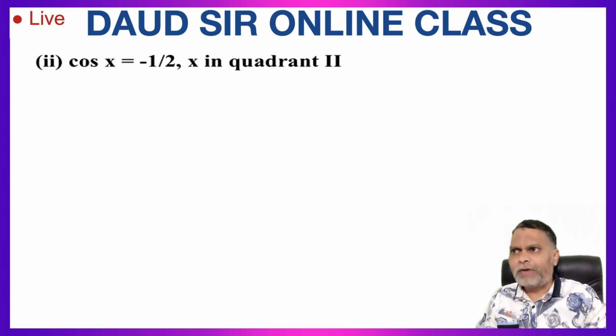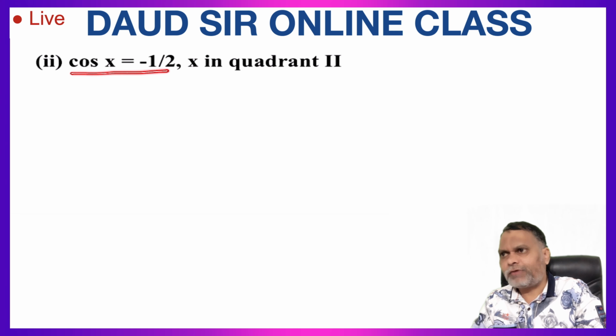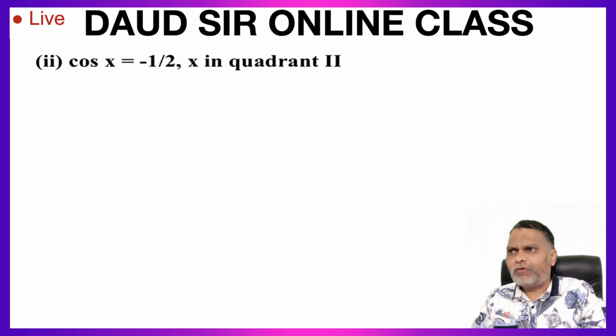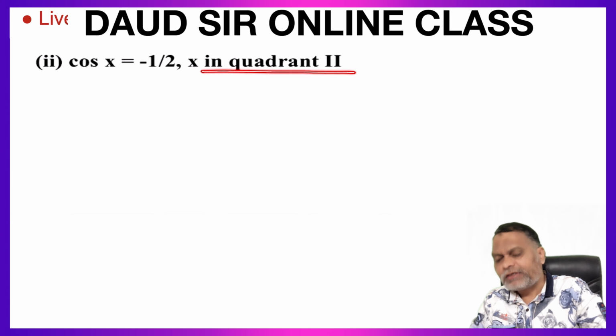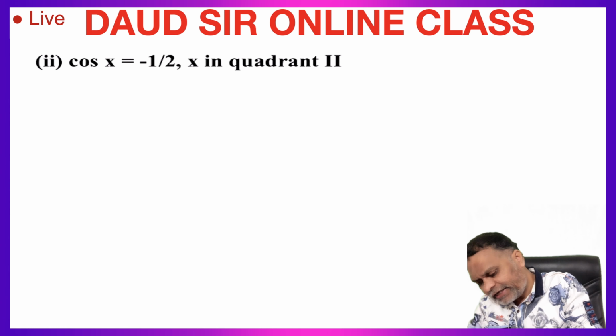Question number 1, part second. Cos x is equal to minus 1 upon 2 and x is in quadrant second. The value of cos x is given as minus 1 upon 2 and this x is in quadrant second. So cos x is equal to minus 1 upon 2.